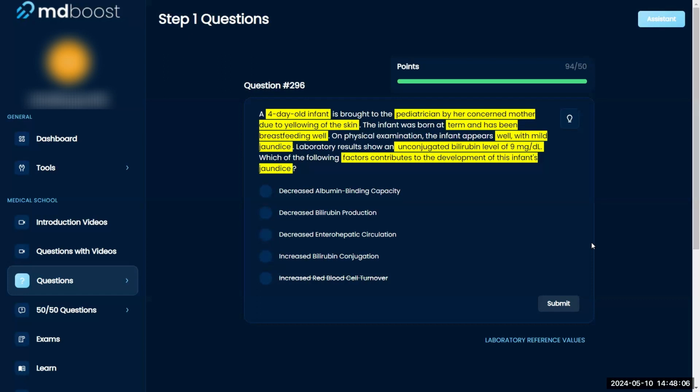Increased bilirubin conjugation? No, because it's unconjugated. Decreased enterohepatic circulation. I mean, maybe. Decreased bilirubin production? No, because you're making bilirubin. You're just not conjugating it. Decreased albumin binding capacity. I should know. For some reason, my mind is thinking that you would still have to conjugate it first to do that. Decreased enterohepatic circulation.